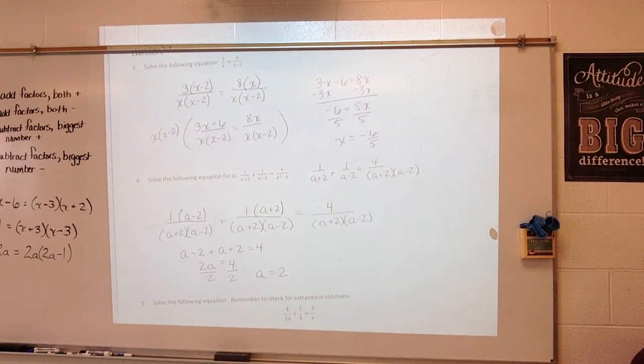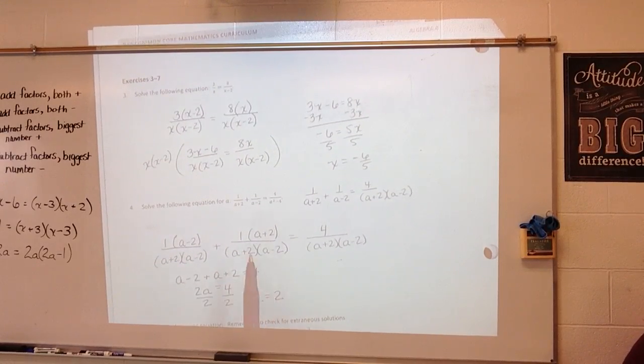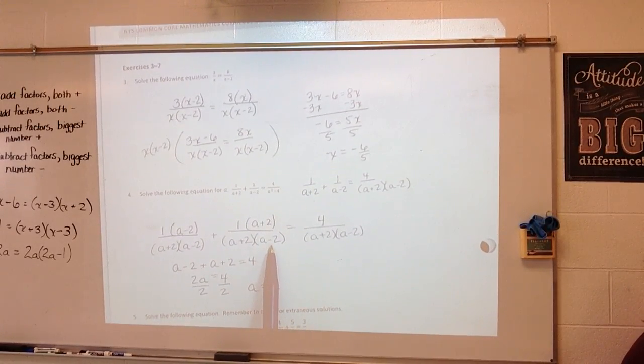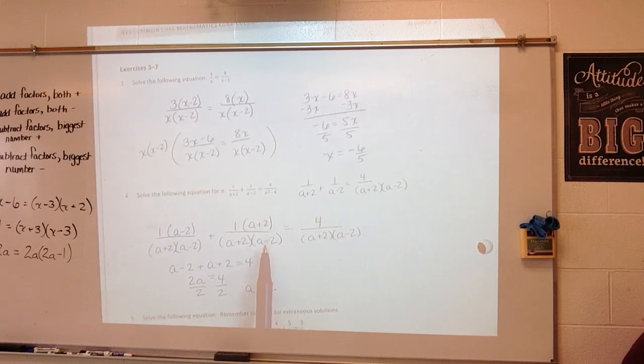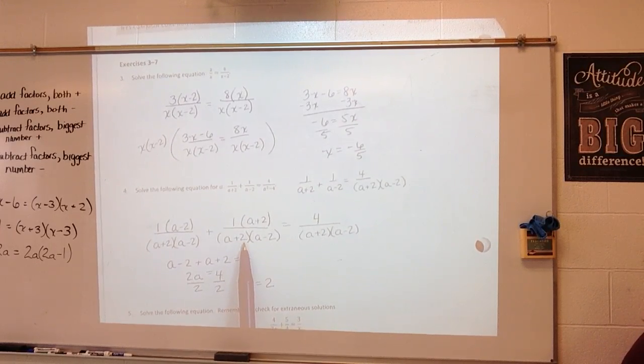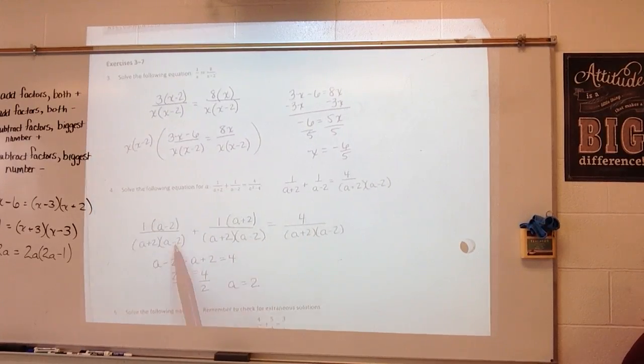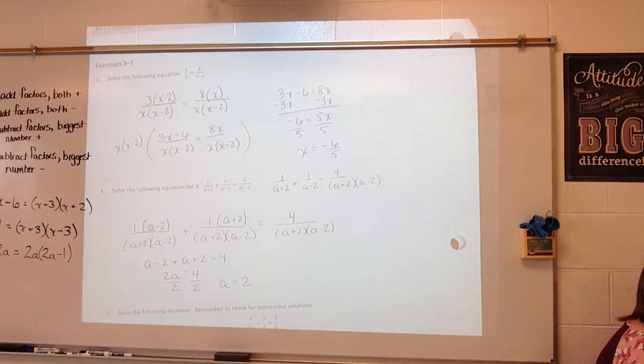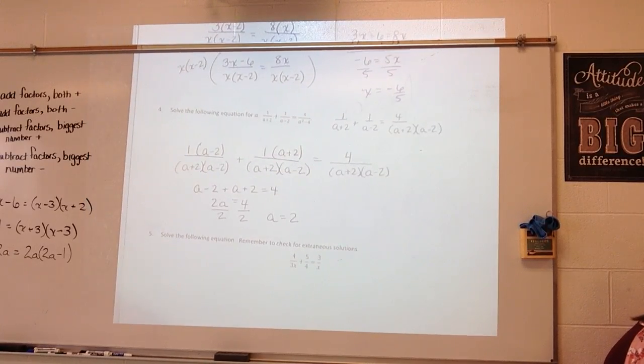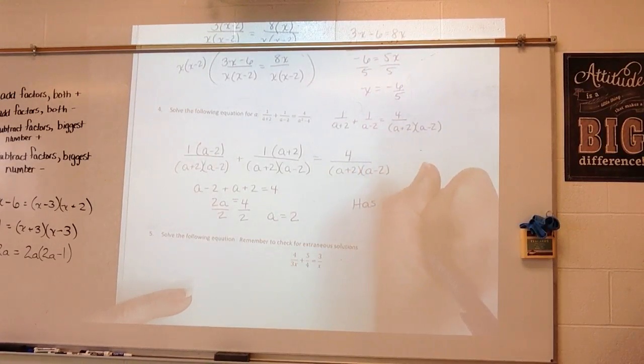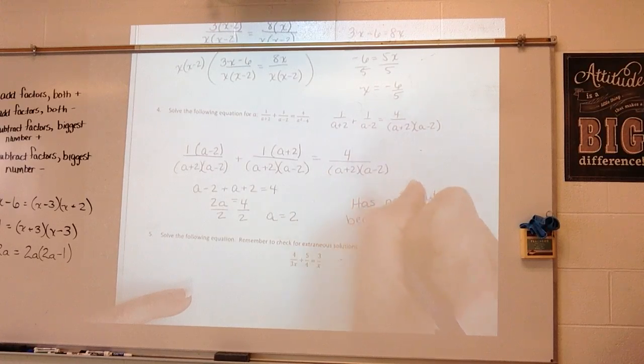Okay, now, here's what we have to notice. It tells me a is equal to 2. If I put 2 in there, what's going to happen? I'm going to get a 0. And anything times 0 is 0. I'm going to end up with zeros in my denominator. Can I do that? I cannot. So therefore, this has no solution, because a cannot equal 2.